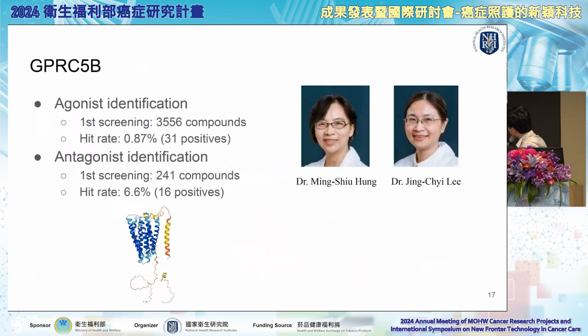Okay, this is another experiment outside of the paper. It is a real case implemented in our institute. We collaborate with Dr. Hong and Dr. Lee, and we aim for drug discovery of GPRC5B. In this case, for the agonist and antagonist identification, we got a 1% and 6.6% hit rate for the agonist and antagonist identification.